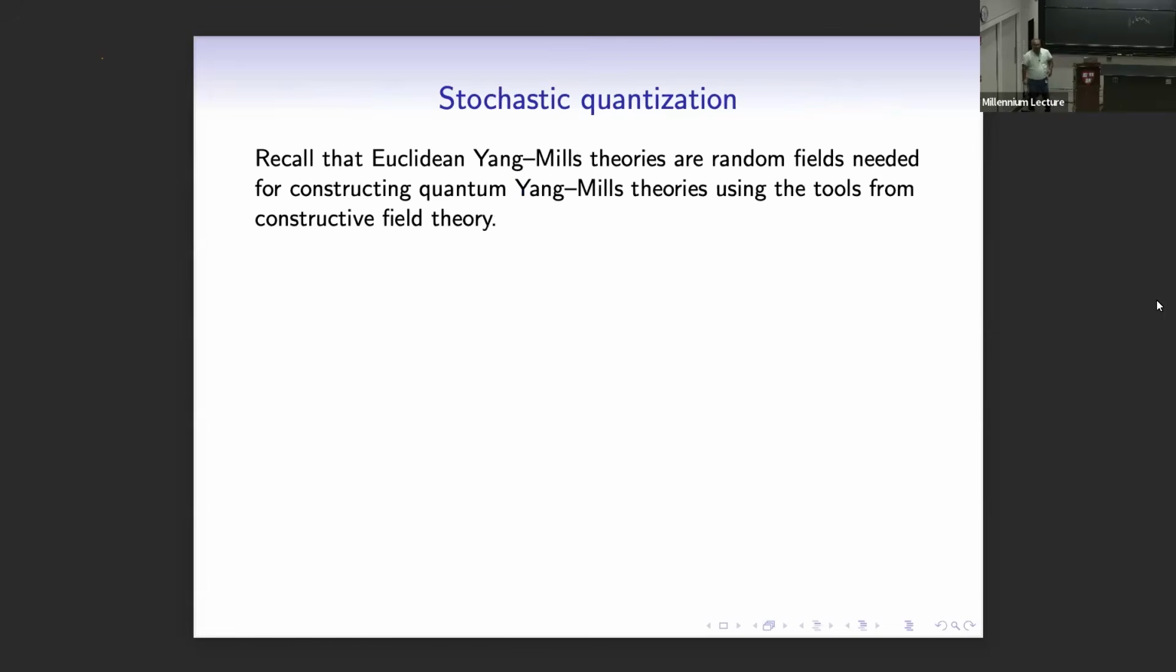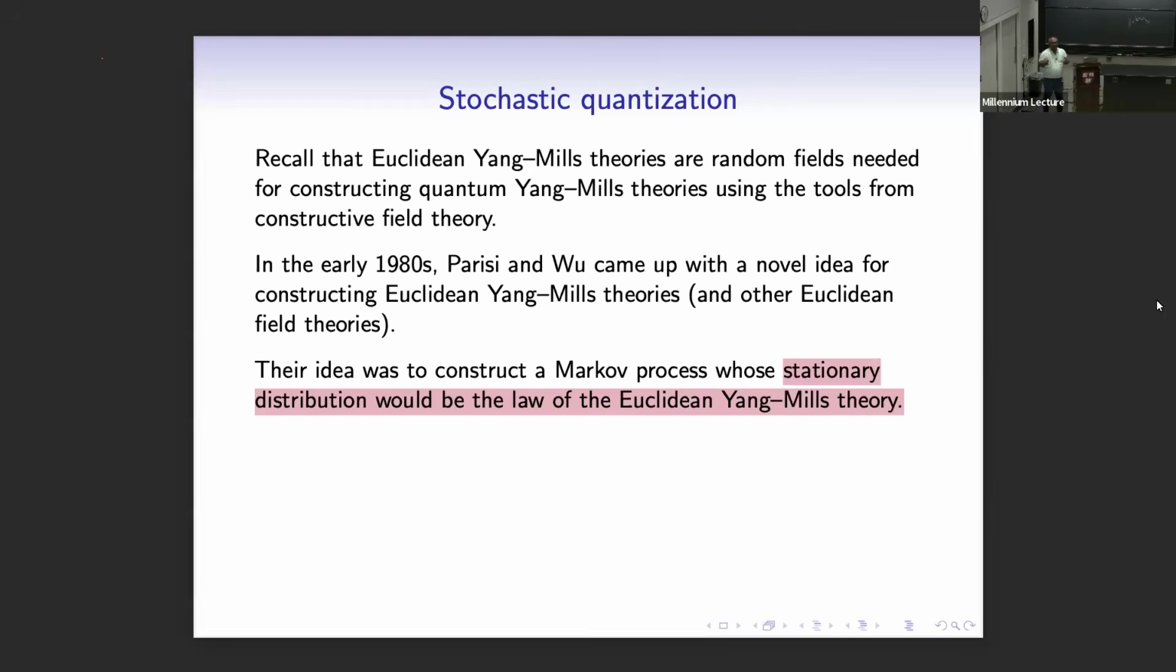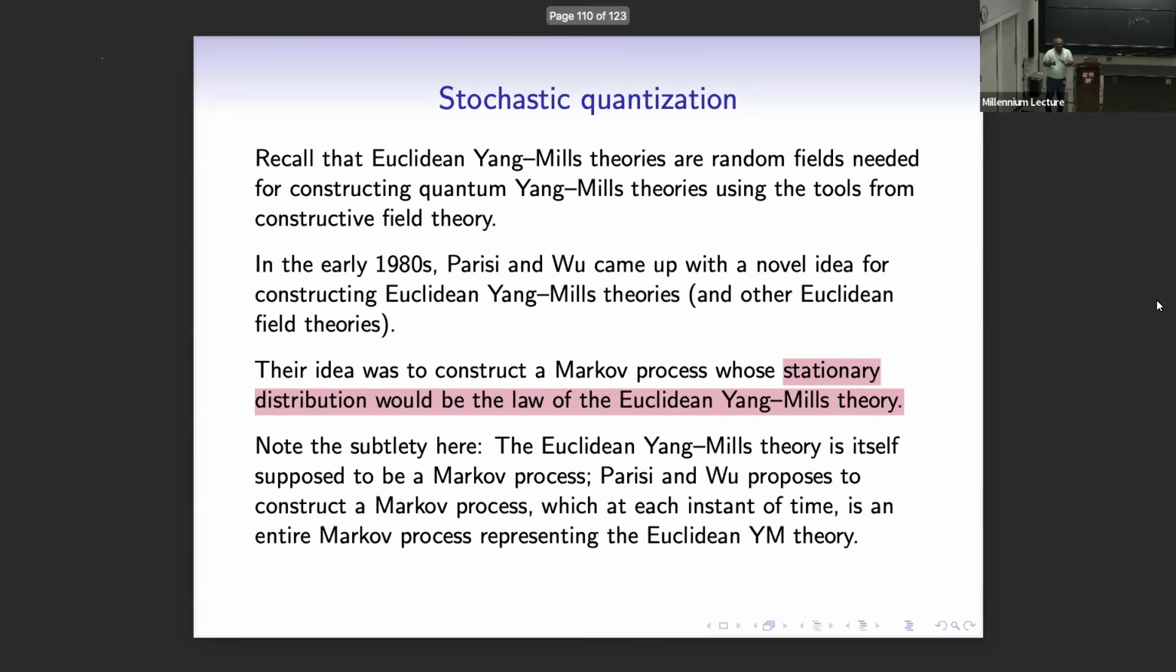And finally, there is this stochastic quantization. So again, very quickly, let me give you an overview of what this is. First, recall that Euclidean Yang-Mills theories are the random fields needed for constructing quantum Yang-Mills theories using the tools from constructive field theory. Now, in the early 1980s, Parisi and Wu came up with this idea of constructing Euclidean Yang-Mills theories and other Euclidean field theories. So this is the idea. The idea was to construct a Markov process whose stationary distribution would be the law of this whole Euclidean Yang-Mills theory.